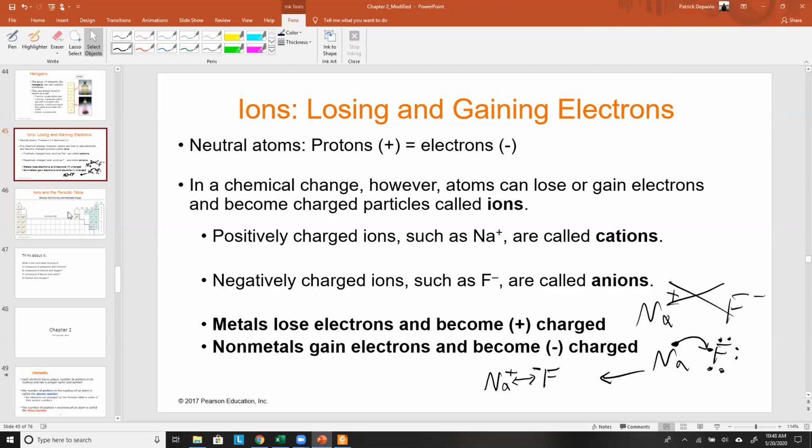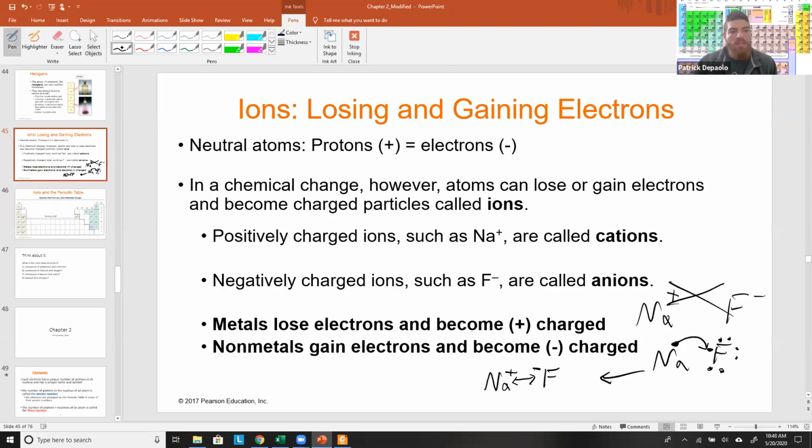By neutral, you mean like the ion is neutrally charged? So by neutral, I mean the protons are initially the same number as the electrons.